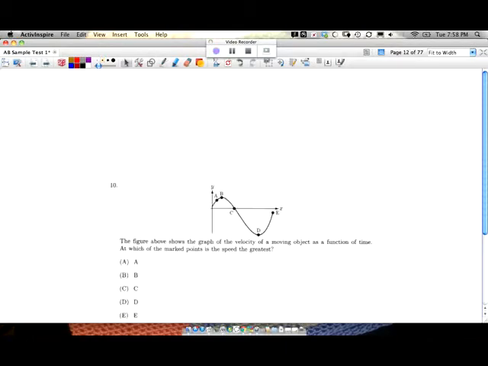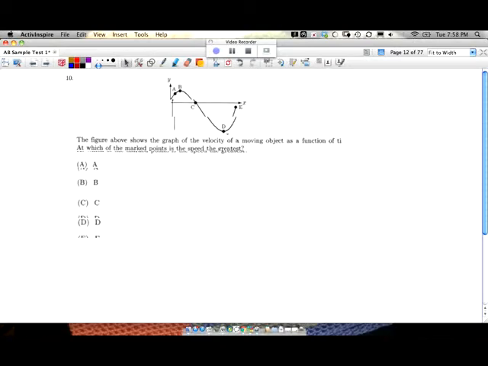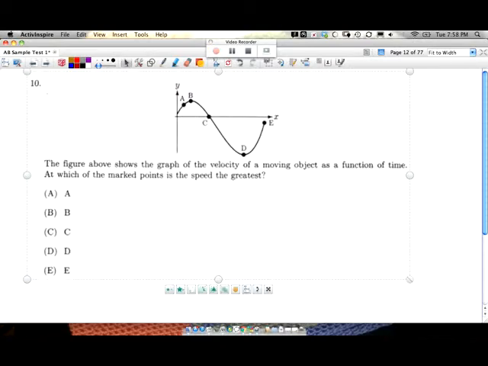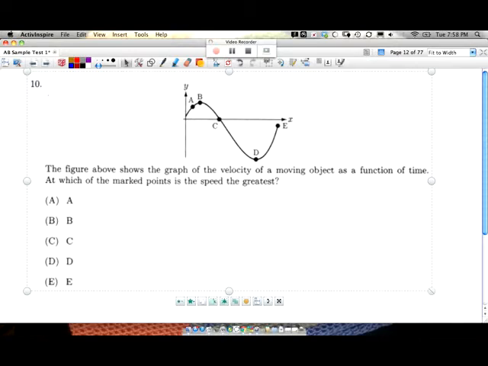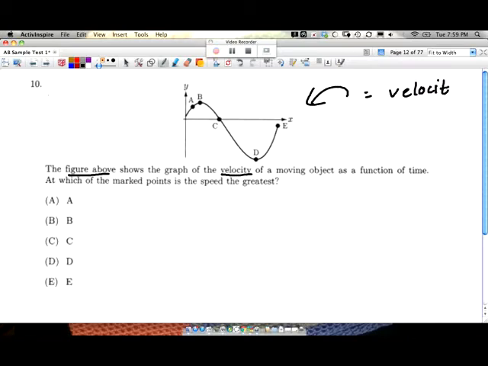Okay, so number 10 here. As we're looking at this, the figure, the graph, shows the velocity. So that's a big idea there. This equals velocity, and velocity is kind of like what we would think of as the first derivative a lot of times. Not that it has to be that way, but it's still kind of there. At which of the marked points is the speed the greatest?